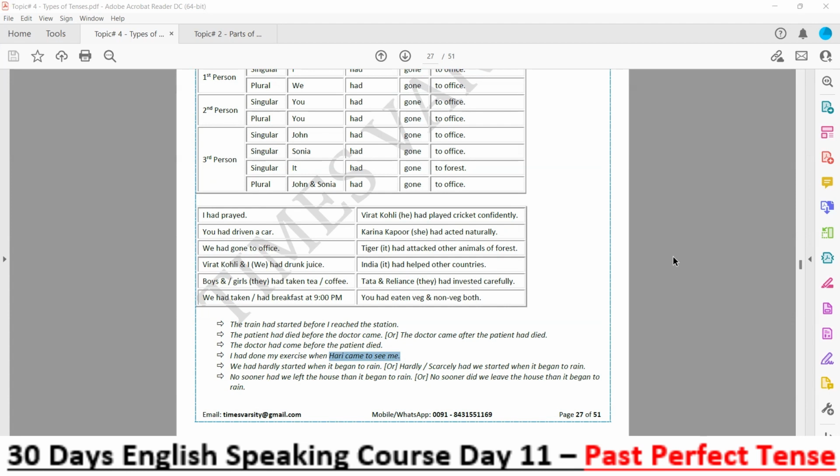We had hardly started when it began to rain. Separate out the perfect tense and indefinite. We had hardly started. So this is past perfect, right? And then past indefinite: it began to rain. Yes. Translate in Hindi or Urdu, whichever language.